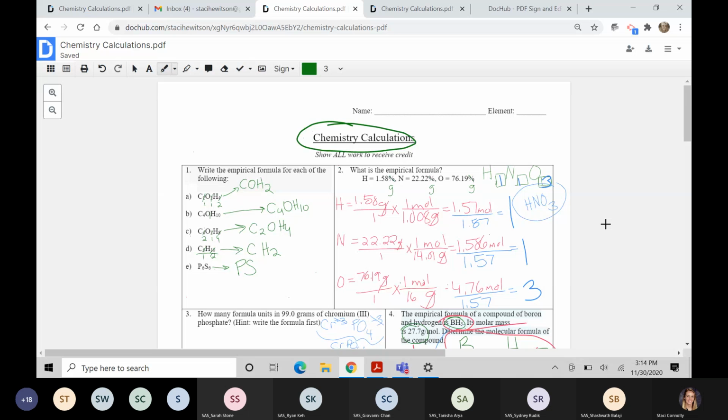Michaela, do you have a question? So it's just 1 through 5 that we take a picture of? Yep, you only need to take a picture of 1 through 5. If you want to do the rest just for fun, you can do them, but you don't have to. Okay, thank you. Yep.